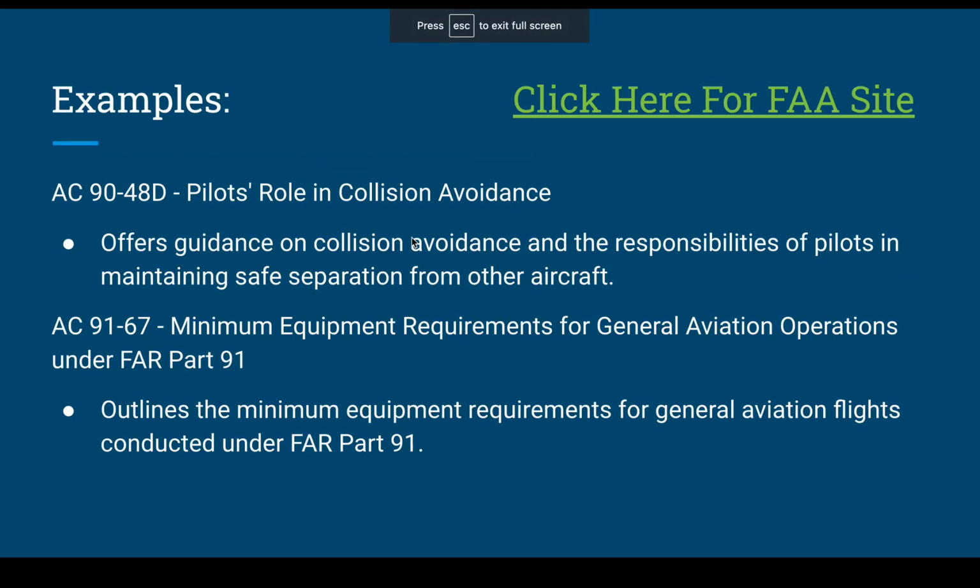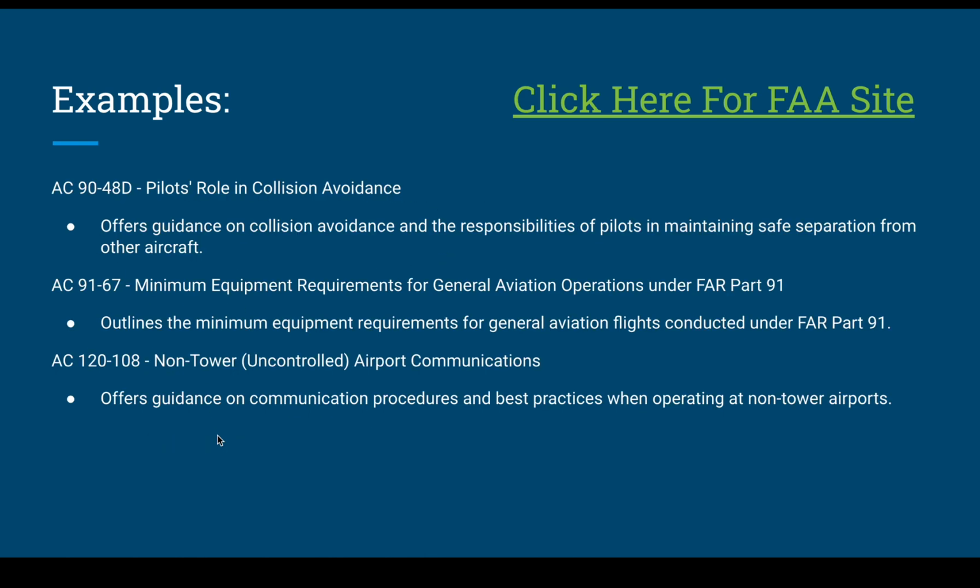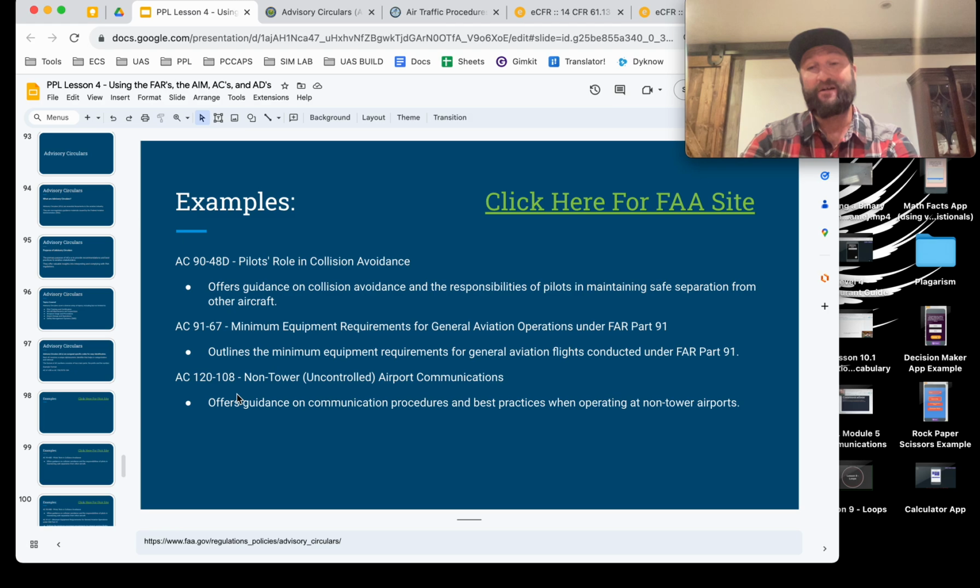So for some examples, we'll talk about some of these examples in class. But like collision avoidance, you want to know, well, what's the best practice for avoiding collisions in the air? Well, you could read an advisory circular on that. Working at a non-tower. This is one that a lot of private pilots should read. Like, how do I work at an airport without a control tower? By the way, most airports in the United States do not have control towers, so you might want to read up on that one as well.